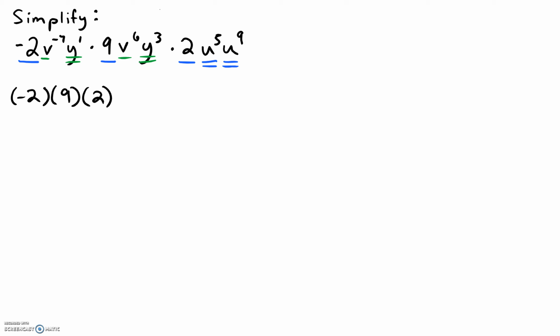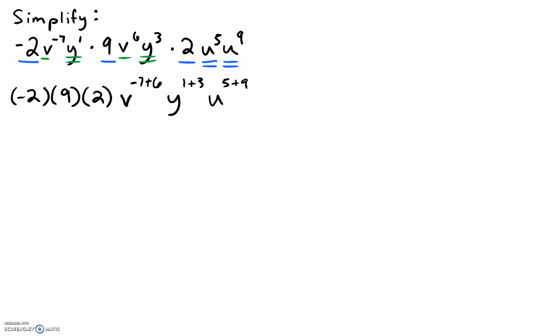We can also combine the different bases using the properties of exponents. So for instance, we have a v to the -7 and a v to the 6. So we can write that as v to the -7 plus 6. Because remember, when you're multiplying the same base, you can add the exponents. Using the same property, we have y to the 1 and y to the 3. So y to the 1 plus 3. And u to the 5 plus 9, using the same property.